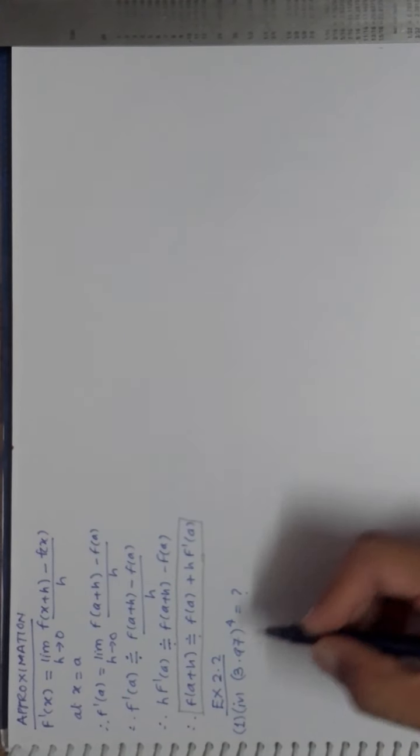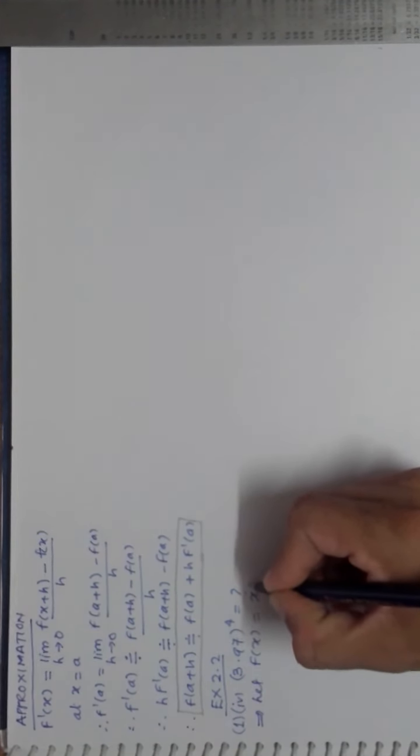Okay, now I will show you using one of the problems. Now we are going to exercise 2.2, in which we will be finding the approximate value of 3.97 raised to 4. Again I repeat, it will be an approximate value, not the exact value. So here this particular thing which is 3.97, if it is any unknown number, that is x, so I will say here let function of x be defined as x raised to 4.